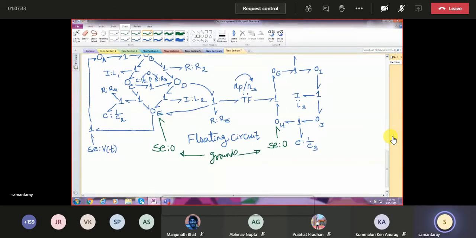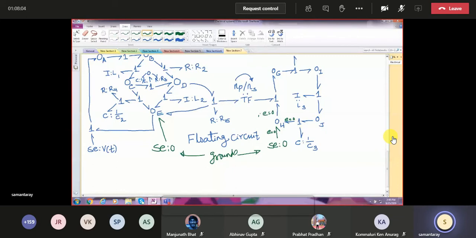So once we ground this, then we see some things immediately. Number one is the effort. Here, this being a 0 junction, effort is the same. So this effort is 0. This effort is 0. So power in all these bonds is 0.